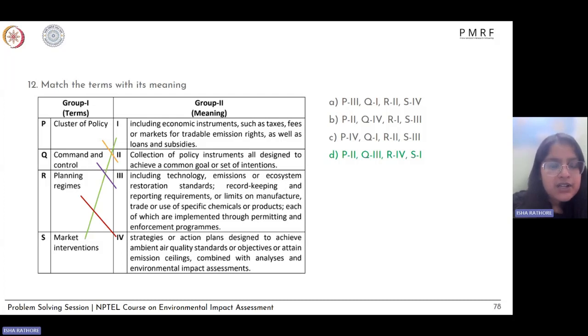Then planning regimes or strategies or action plans designed to achieve ambient air quality standards or objectives to attain emission ceilings, combined with analysis and environmental impact assessment. So R matches with 4. And then market interventions include economic instruments such as taxes, fees, or markets for tradable emission rights, as well as loans and subsidies. So S matches with 1. So the correct answer is D, that is P matches with 2, Q matches with 3, R matches with 4, and S matches with 1.